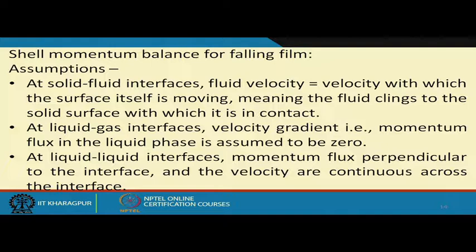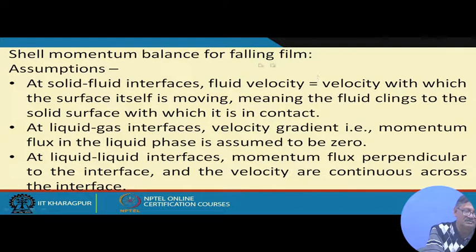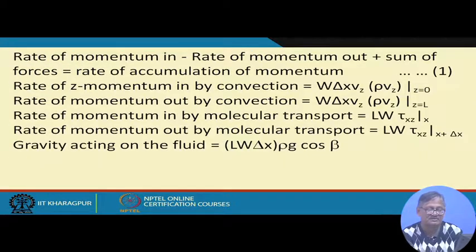I repeat the assumptions once more. For the shell momentum balance for falling film, we assume at the solid fluid interface, the fluid velocity is the velocity with which the surface itself is moving. This means the fluid clings to the solid surface with which it is in contact. At the liquid gas interface, the velocity gradient, that is the momentum flux in the liquid phase, is assumed to be 0, and at liquid interfaces, the momentum flux perpendicular to the interface and the velocity are continuous across the interface.